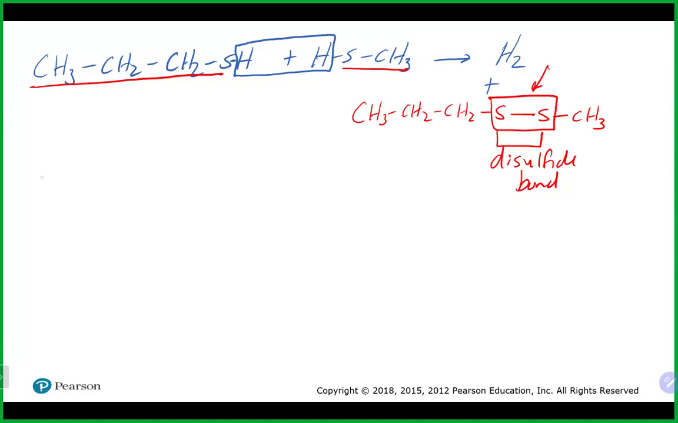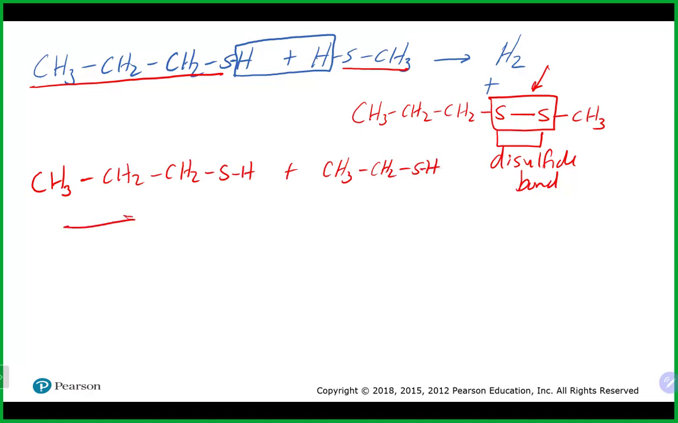So as you can see there, if I had something like this, why don't you take a moment here and draw what you would get. Why don't you draw the product of what you should get in this case?